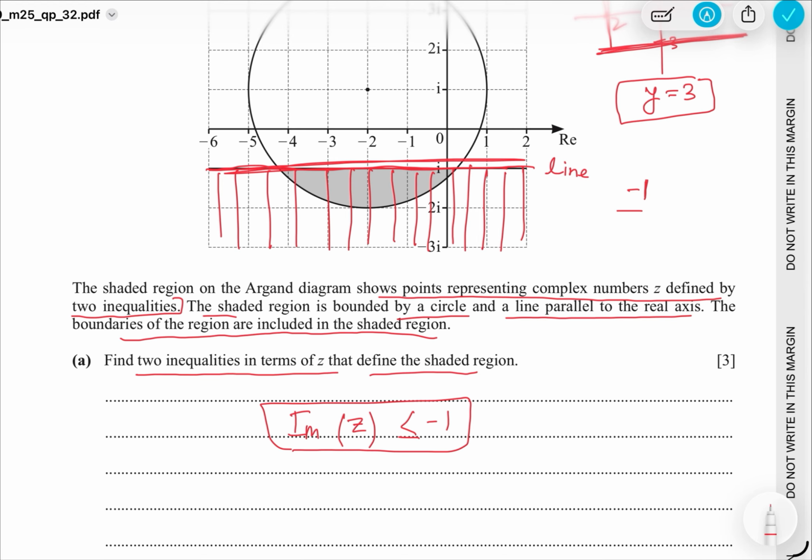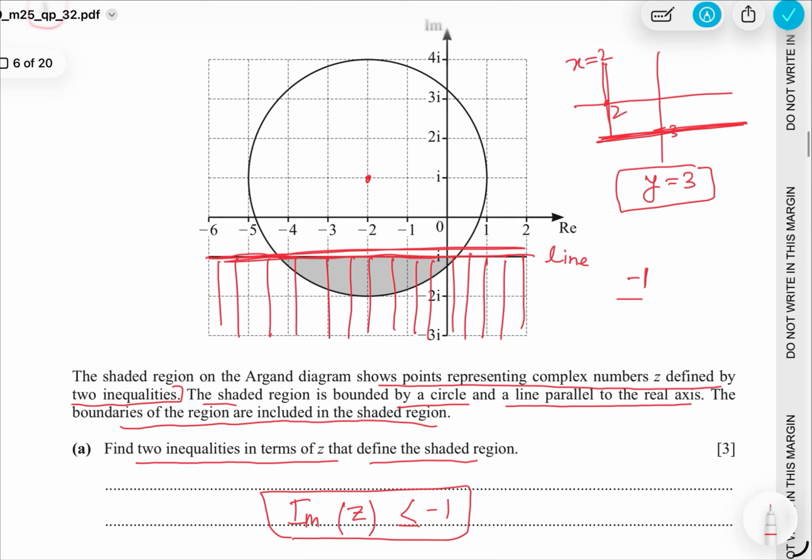What would be the second inequality? See, can you see the coordinate of this circle? Yes, sir. We can see the coordinate of this circle. The coordinates of this circle are negative 2 and 1. So what complex number would it represent? It would represent negative 2 plus i. Do you agree with me or not?